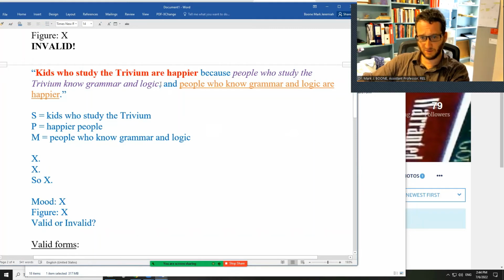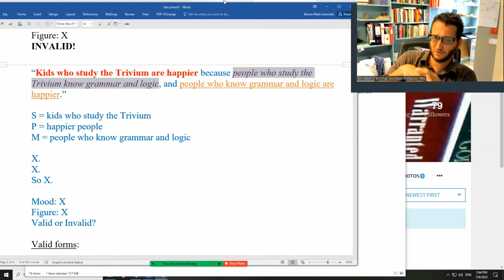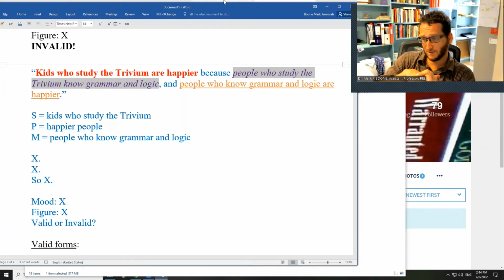People who study the trivium know grammar and logic. It doesn't have the same minor term as what I've been using, kids who study the trivium. So do I want to say kids who study the trivium for a minor term, or people who study the trivium? Well, that's a good question. There are two ways you could approach an argument like this. You could take it as a Sorites, and we'll talk about Sorites in a subsequent video.